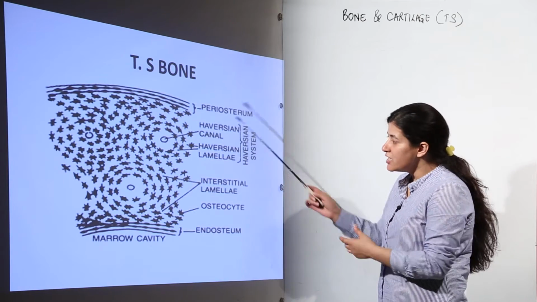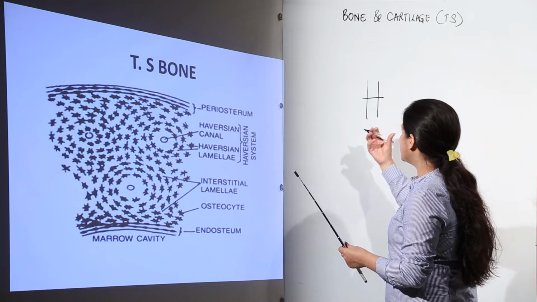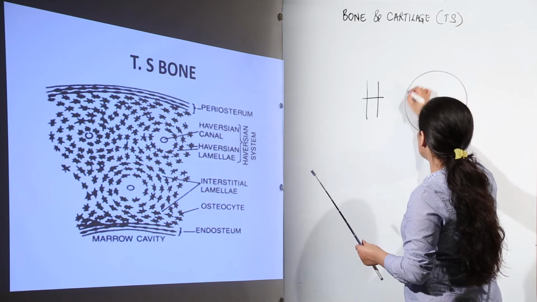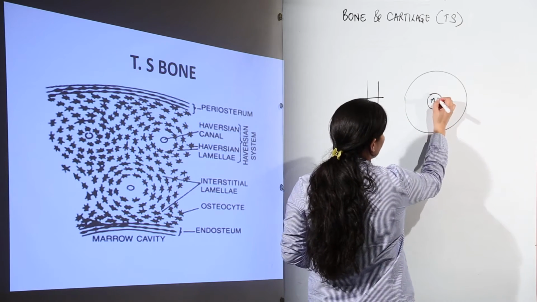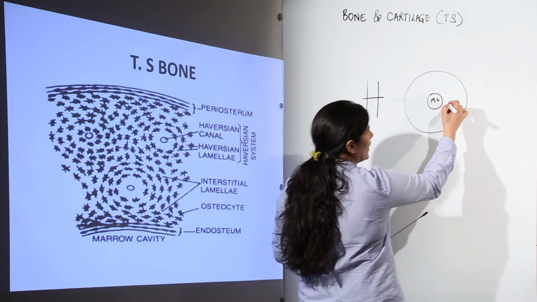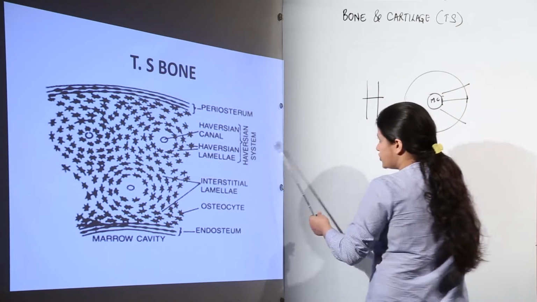So supposedly we are having a circle like this. This was the bone, I cut it like this, then I observe it in transverse section. This was the bone, this is the periosteum, this is the endosteum, this would be the medullary cavity. Inside it you are going to find the bone marrow. So we are dealing with this much part, and this much part is magnified and shown over here.